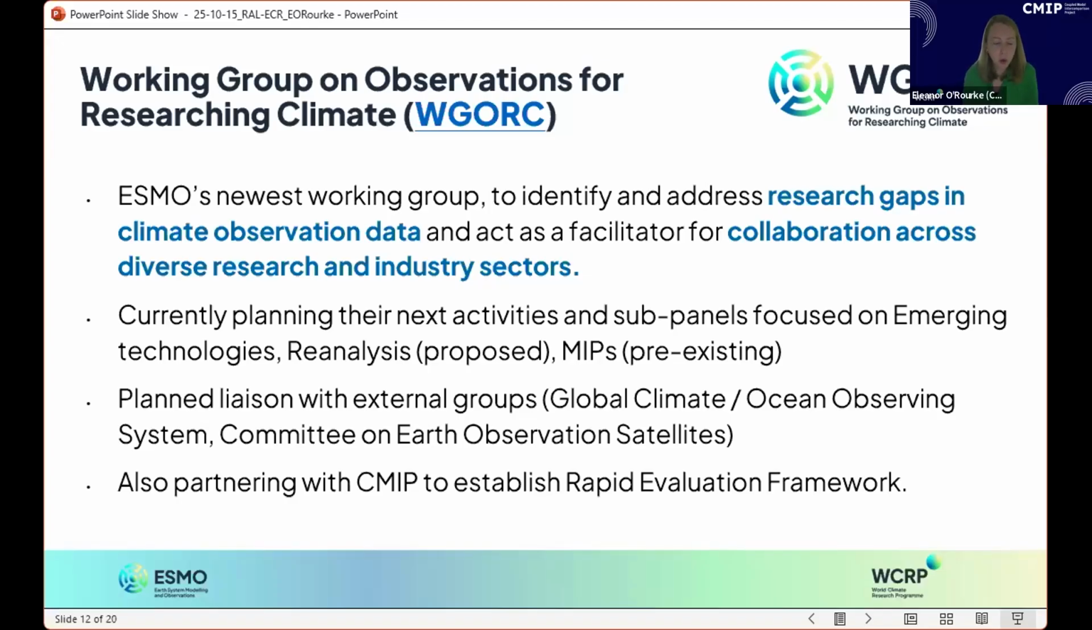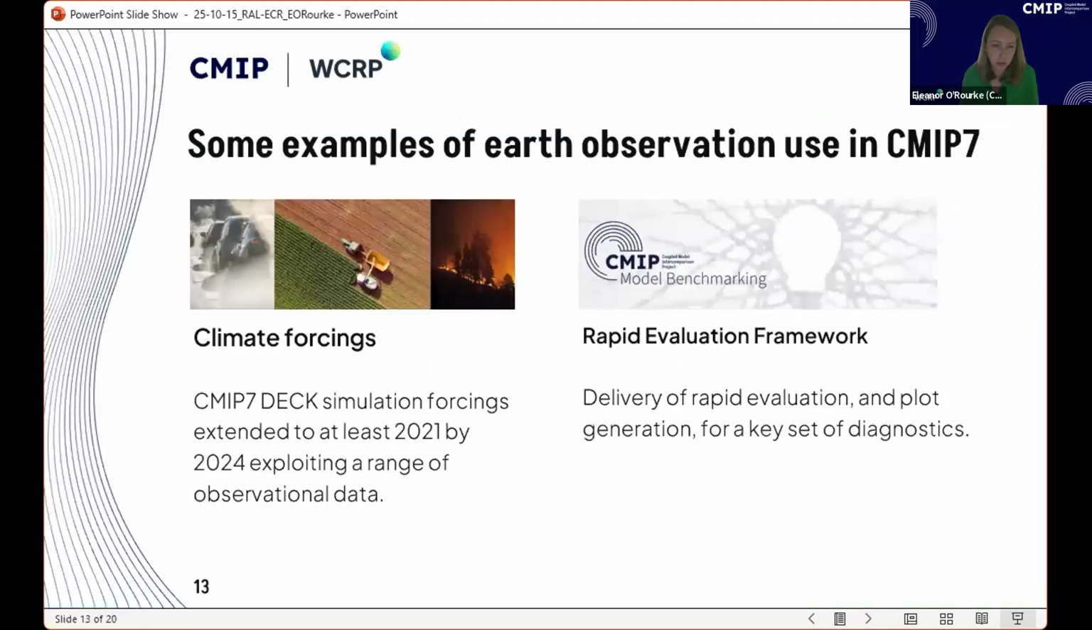But they'll also be looking to engage with a lot of the space agencies and the observing networks, the in situ as well, because it's important that we have Earth observation and in situ observations and modelling all working together, and places like the Committee on Earth Observation Satellites. We're also part of ESMO and in CMIP, and we're also working very closely with WGORC.